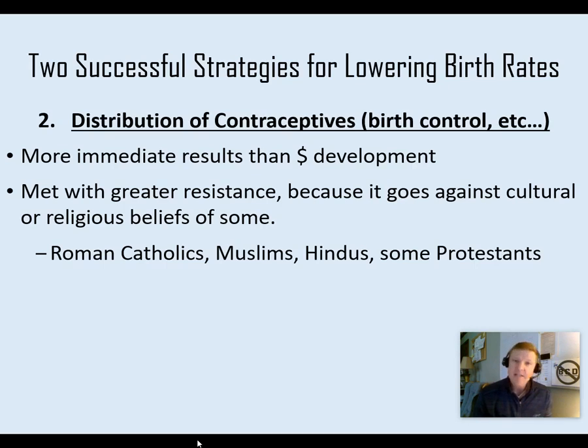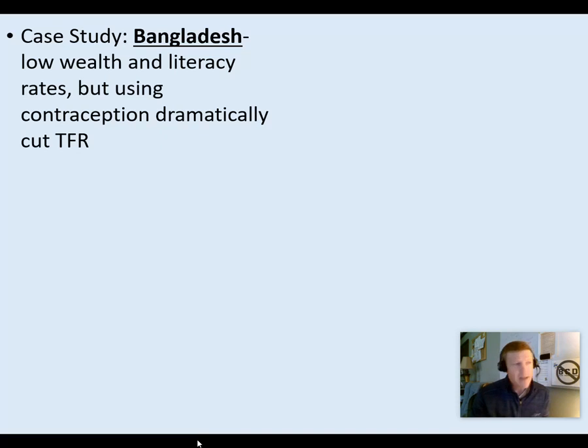The second thing is, not only do major branches of both these universalizing and ethnic religions that are listed here disagree with contraception, but sometimes denominations within a branch disagree with contraception. So that's something that we need to know, especially when we think about our religion unit and chapter 6. So Bangladesh, what's this all about?